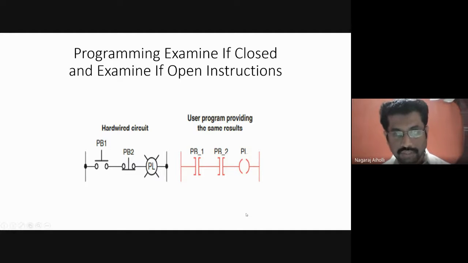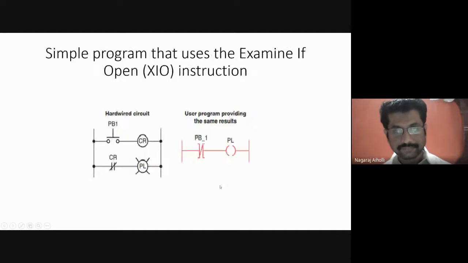So just look how it is. It is just like opening and closing brackets. I mentioned that when I was discussing opening and closing brackets, right? Square brackets will give us examine if closed and examine if open instructions. So this is how they are represented here. This is examine if open. There's a cross line.